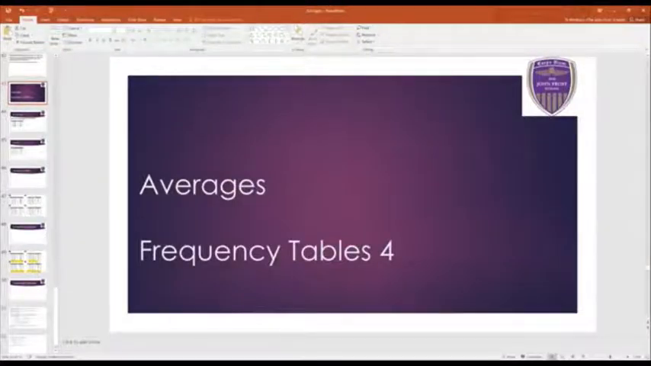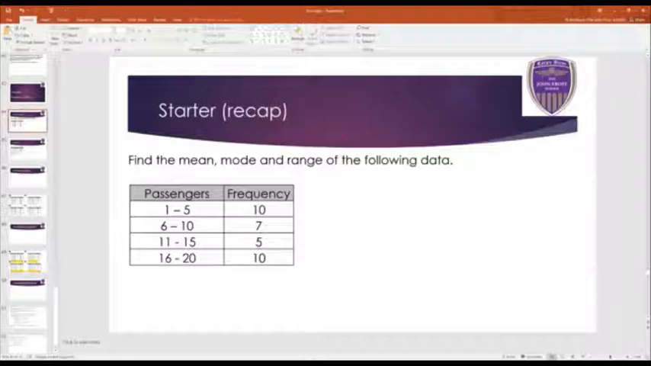Hello everyone, welcome to today's lesson on frequency tables and in particular finding the mean from grouped frequency. This is lesson 4 now on continuous data. We've done other lessons on discrete data and when the data is not grouped as well. So anyway, today's starter.